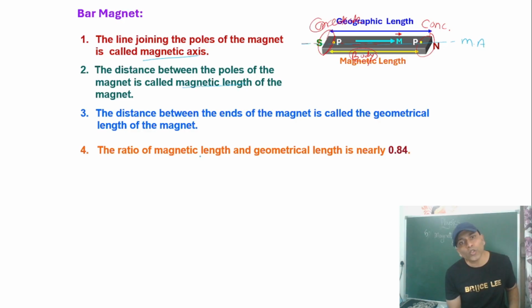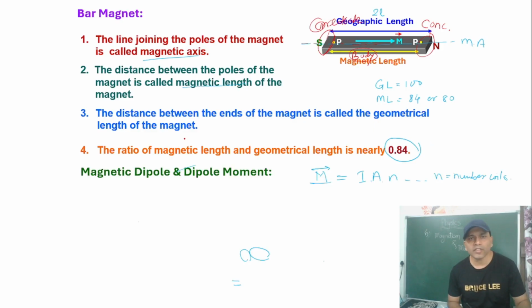Then the ratio of magnetic length to geometric length is nearly 0.84, so this is about 80%. The magnetic length is about 80% of the geographic length. So if the geographic length is 100, the magnetic length will be 84 or 80. So we get 0.84.